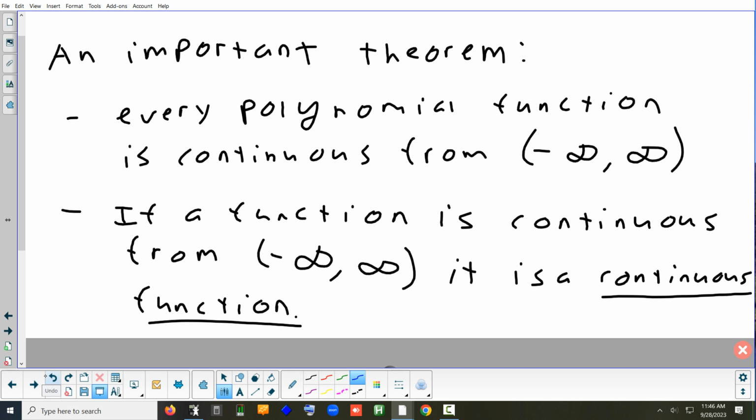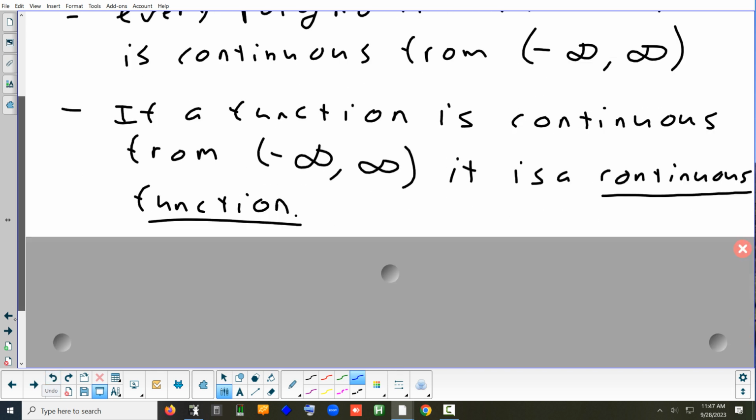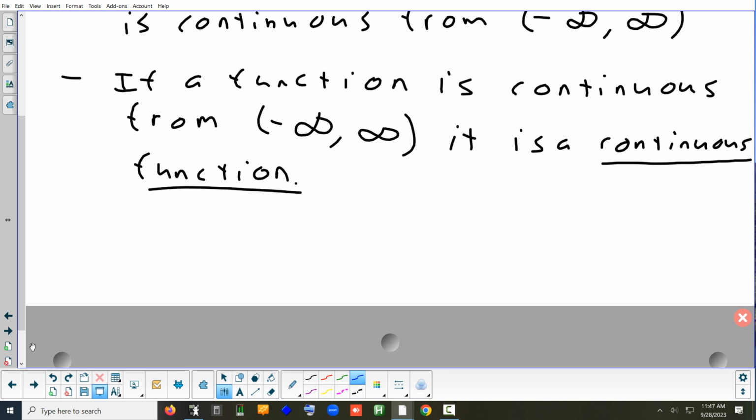And if you never have to lift your pencil no matter where you draw it. Okay, we talked about maybe you could find a section that was continuous. But now what I'm saying is if you can draw from anywhere to anywhere without ever lifting your pencil, then that's called a continuous function. It means the whole thing is continuous. So every polynomial is a continuous function. I don't care where you start and where you stop. You'll never have to lift your pencil no matter what. And that's the idea of continuity.